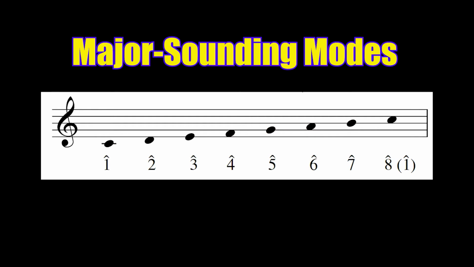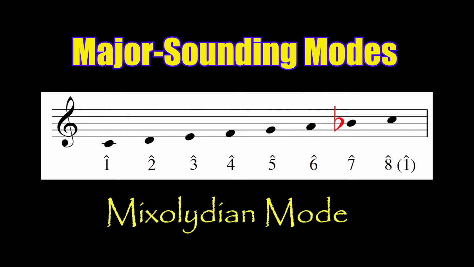Let's go back to the major scale, and instead of raising the fourth scale degree, let's lower the seventh scale degree. By taking away one of the chief characteristics of the major or Ionian mode, which is that leading tone to tonic, we've created a new mode with new melodic characteristics. We call this mode Mixolydian.